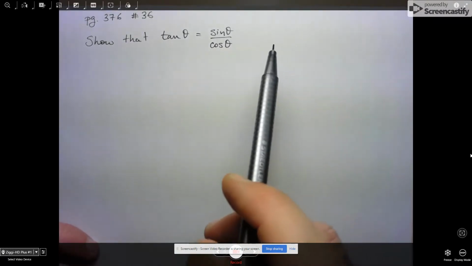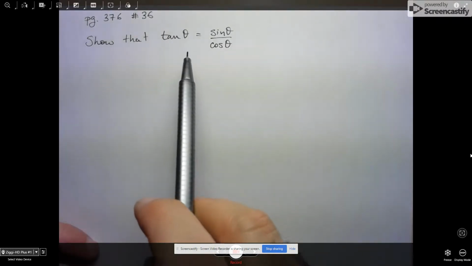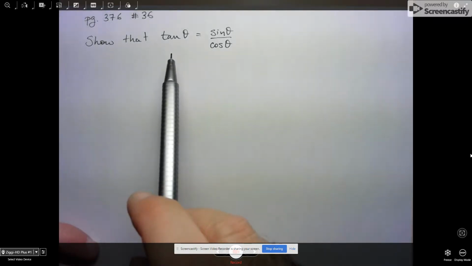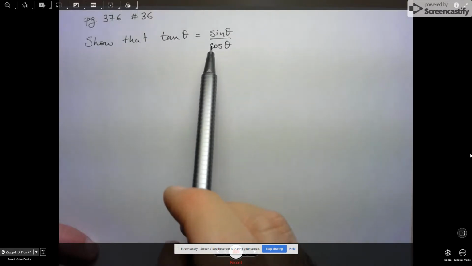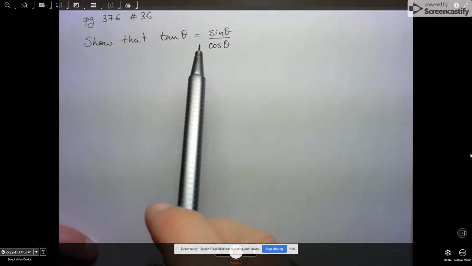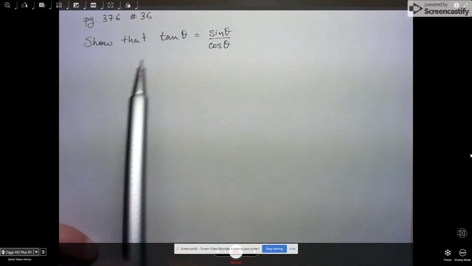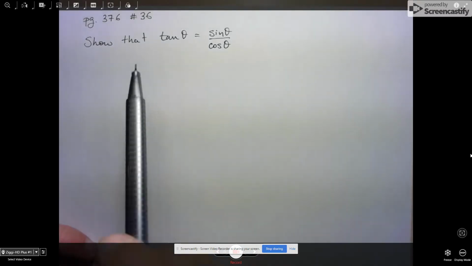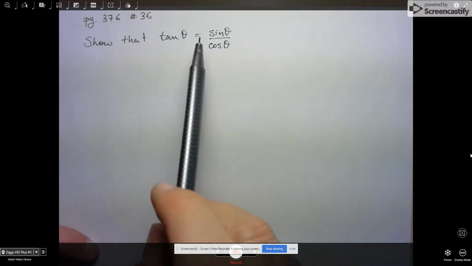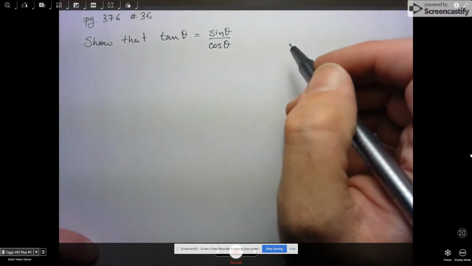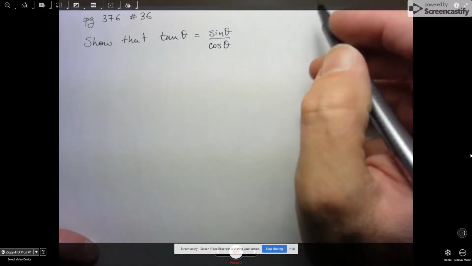Now they're not asking us to show it for any one particular angle. The implication here is that this is always true. So if we want to show that something is always true, it's not enough to just show that it works for a few examples. You have to go back to how these things are defined. So let's remind ourselves how sine, cosine, and tangent were defined.